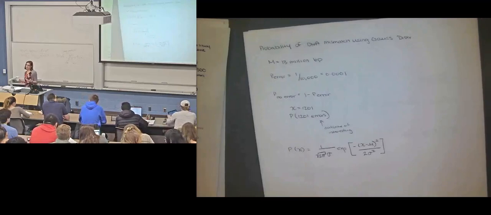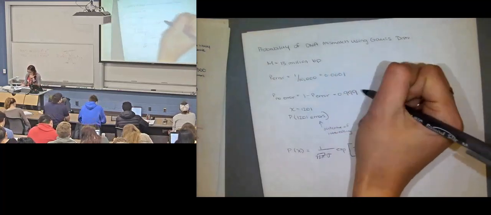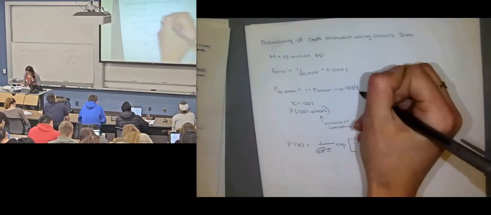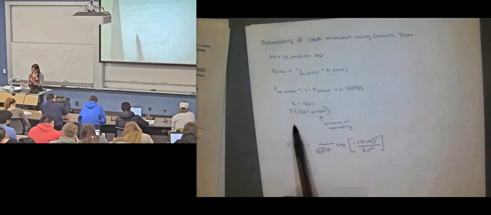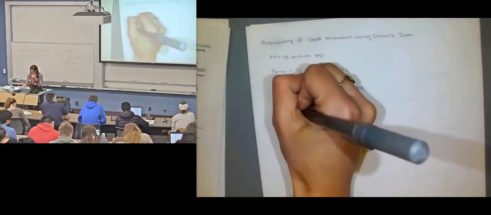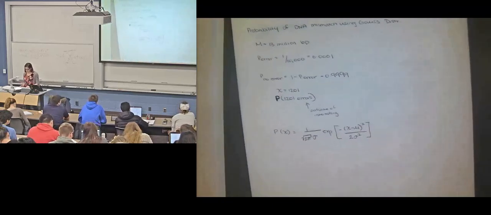The other option, this is binomial, it's either there is an error or there's not an error, okay? So probability of no error is 1 minus p error. This is going to be equal to 0.9999. Okay. I want to know the probability of getting 1,201 errors, okay? So x is 1,201 errors. This is now my capital P, use my Gaussian distribution equation, okay, to solve for this.